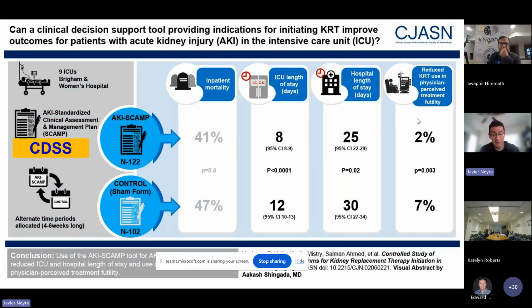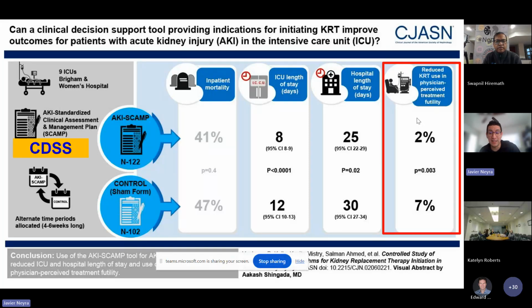This is another interesting example. This is not a clinical trial, it's a prospective study that used what is called the AKI SCAMP, a clinical decision support tool, not sophisticated, very simple on paper. And this was done in a study in Boston to help clinicians make decisions about initiation of RRT in a more structured way with the CDSS versus the control. And you can see the study compared two arms, although this was not randomized, for different outcomes in patients that were in evaluation for RRT.